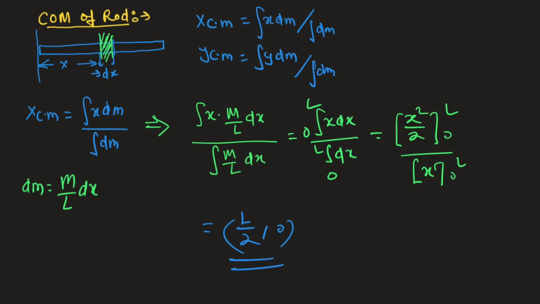We already know if it is a continuous distribution rod, the center of mass should be at the center only. There is no doubt about that. It's very simple. If you have a rod and the rod has a uniform distribution of mass, the center of mass will be at L by 2 only. That's what we get from this integration.